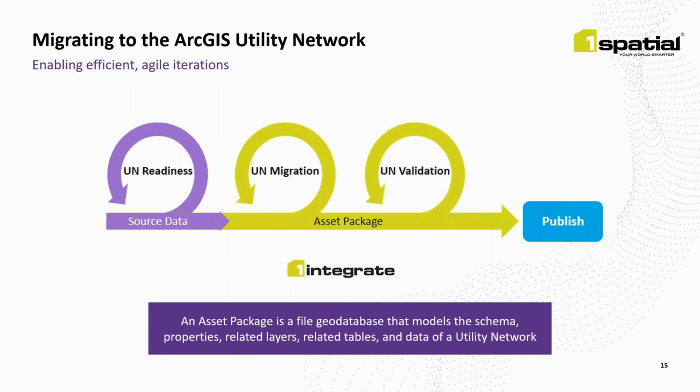So this is how those tools are used within the flow, if you like. And so they really do enable that efficient and agile, iterative delivery. So UN Readiness is all about assessing your source data, and then we migrate into an asset package, and then we validate the data and the information that's held within that asset package. And we do all of this before publication, go live, and any additional configuration that needs to happen within the system. All underpinned by One Spatial's One Integrate rules engine.